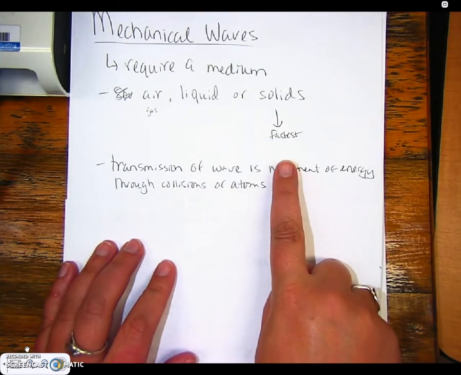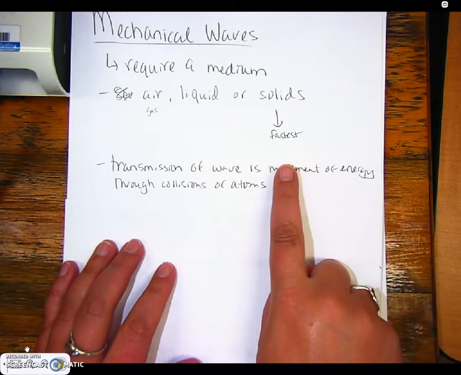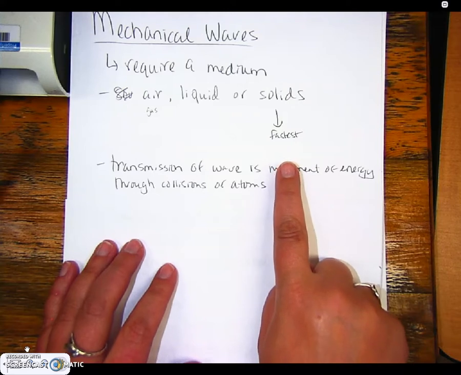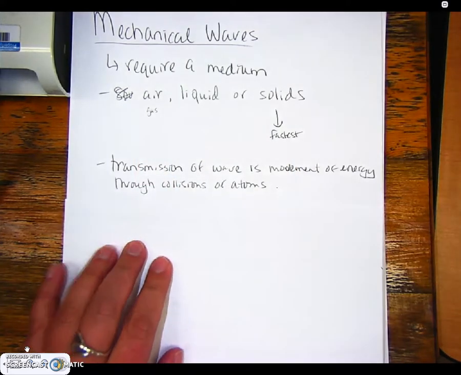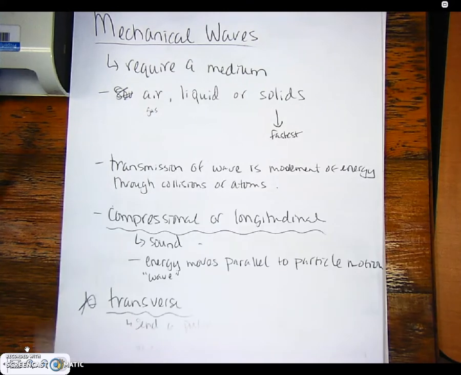So that is why mechanical waves move the fastest in solids, because the particles are really close together, so the transfer of energy can happen very quickly. Whereas for gases, the particles are pretty far apart, so it takes a little bit longer in order for the energy to transfer. So there's two types.